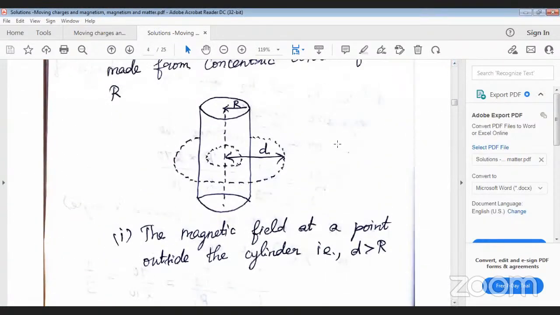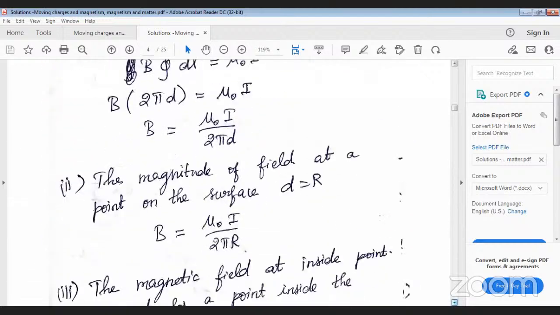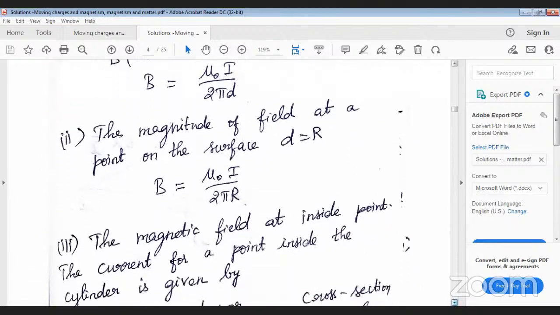So we have found out the magnetic field at some point here. Now on the surface of this cylinder, somewhere here, what is the magnetic field? So that we have to find out. So B equals mu naught I by 2 pi R. Instead of d, I have to substitute R.